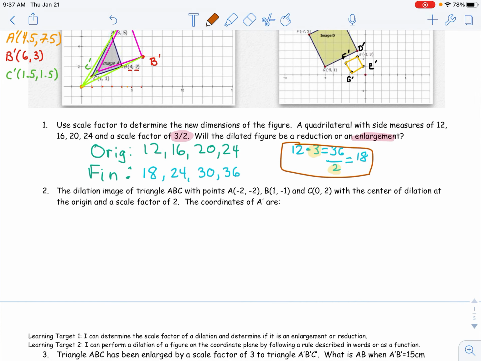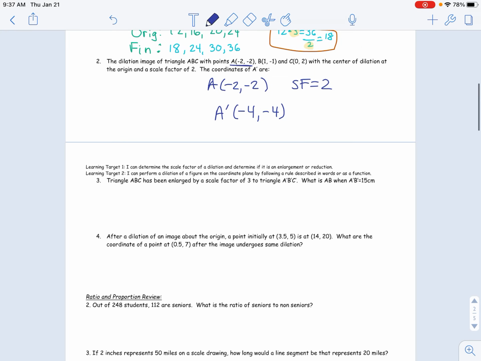All right, the dilation image of a triangle ABC with points -2, -2, 1, -1, 0, 2, with center of dilation at the origin and a scale factor of 2. The coordinates of A prime, now it's just asking for A prime, so let's focus on that. A is -2, -2. Scale factor is 2. So you're just going to multiply each point by 2. So A prime will be -4, -4.